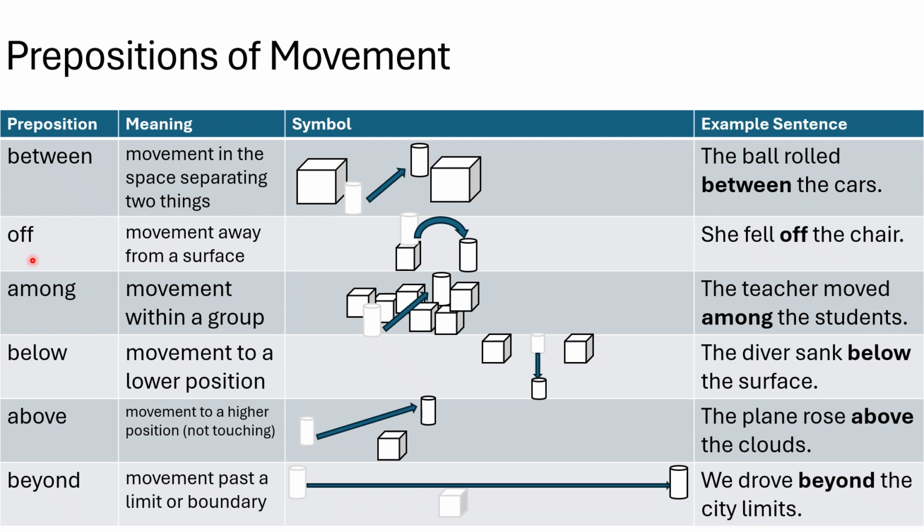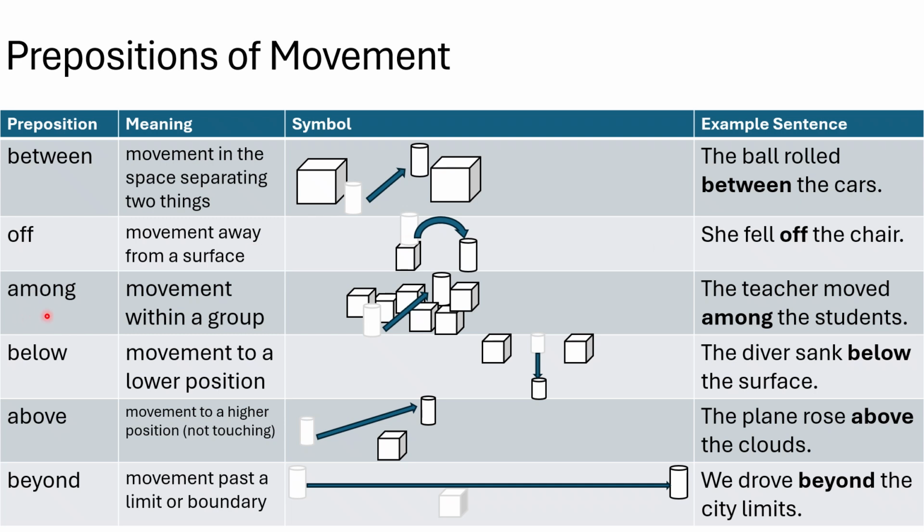The preposition off means movement away from a surface. This symbol illustrates the cylinder moving off the box. Listen to the example sentence. She fell off the chair.